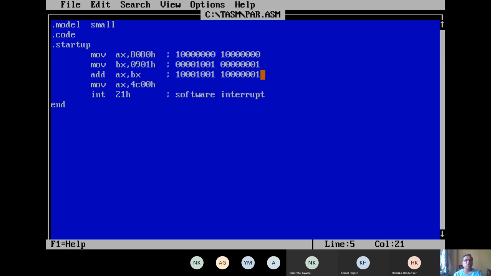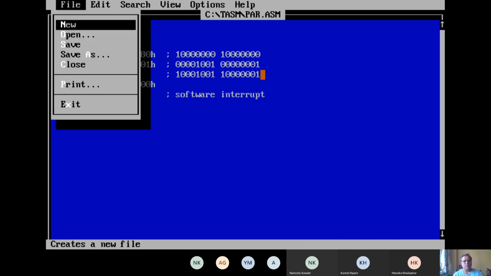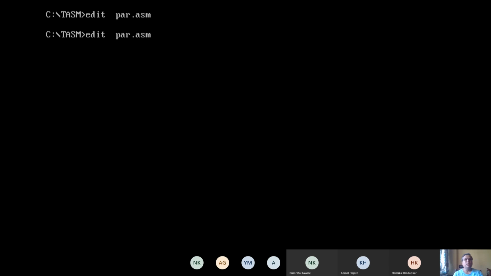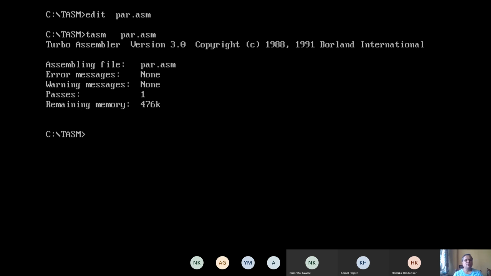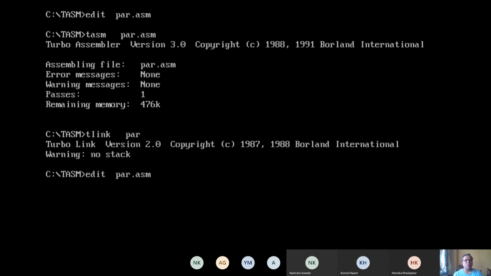So according to the 16-bit rule, the P flag should be 0. But according to the 8-bit rule, the P flag should be 1. We will just check it. We will save this. I will exit the editor. Again, I will assemble my program, link my program, and debug my program.